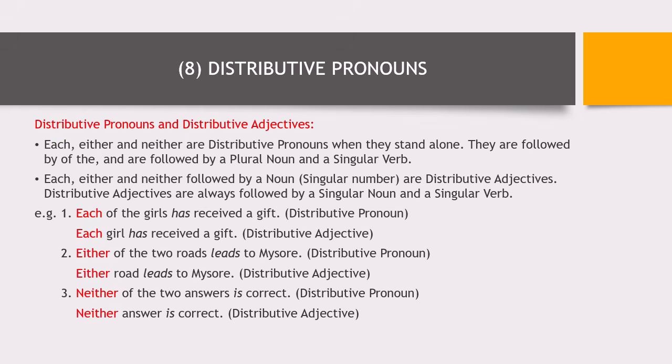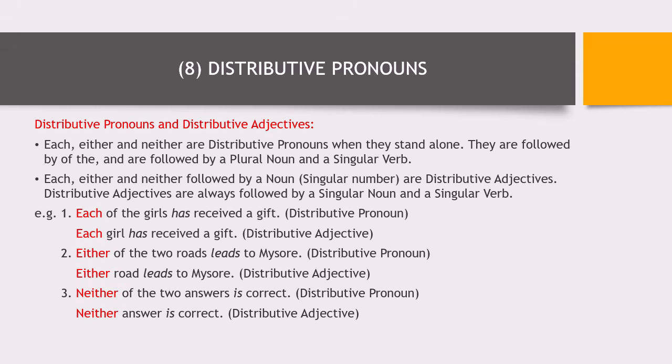Distributive pronouns and distributive adjectives. Each, either, and neither are distributive pronouns when they stand alone. They are followed by of the, and then a plural noun and a singular verb. Each, either, and neither, followed by a singular noun, are distributive adjectives. Distributive adjectives are always followed by a singular noun and a singular verb.